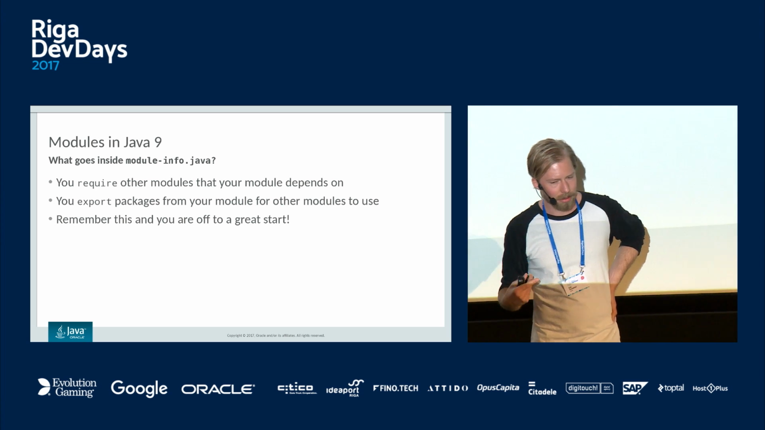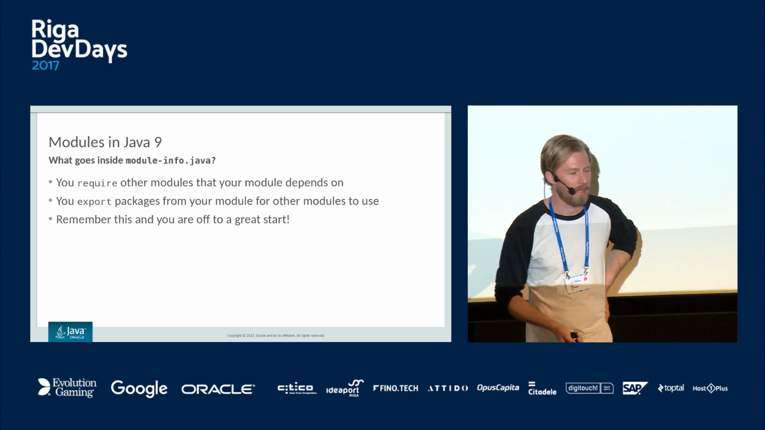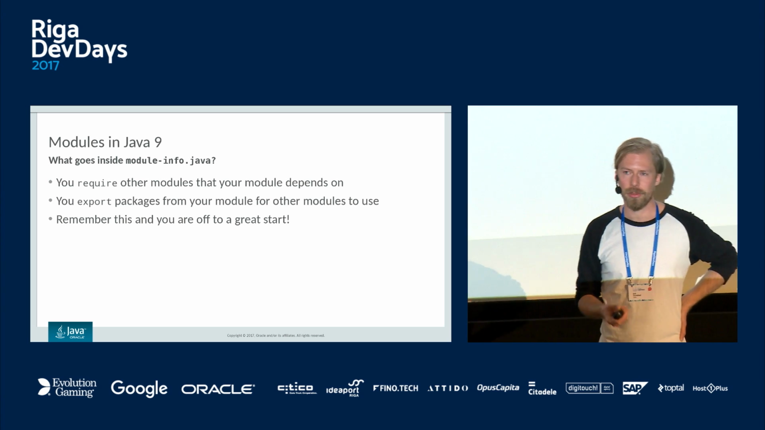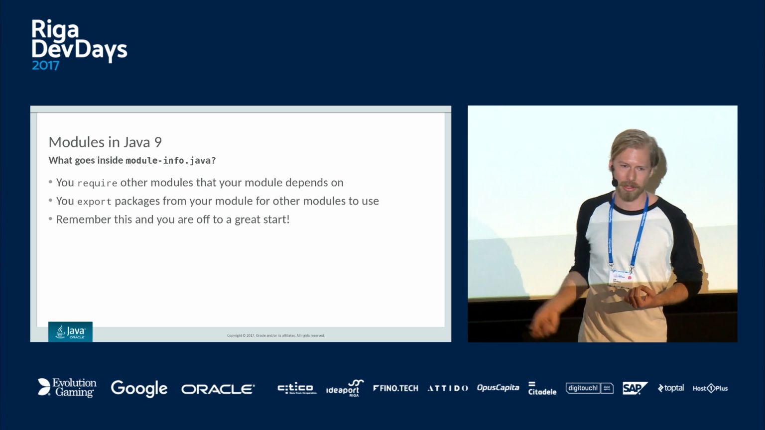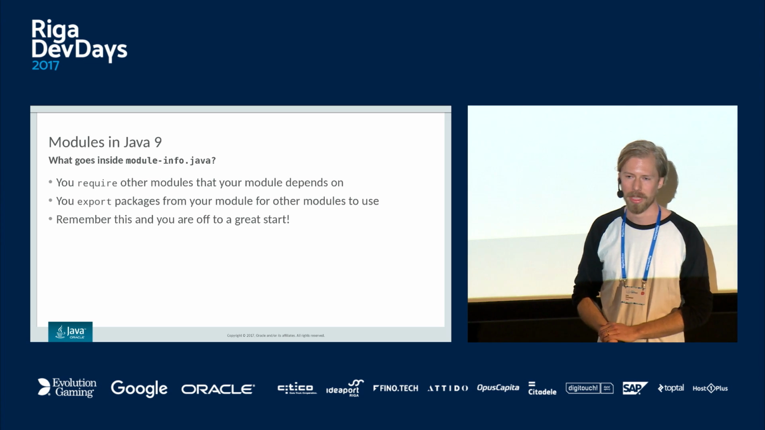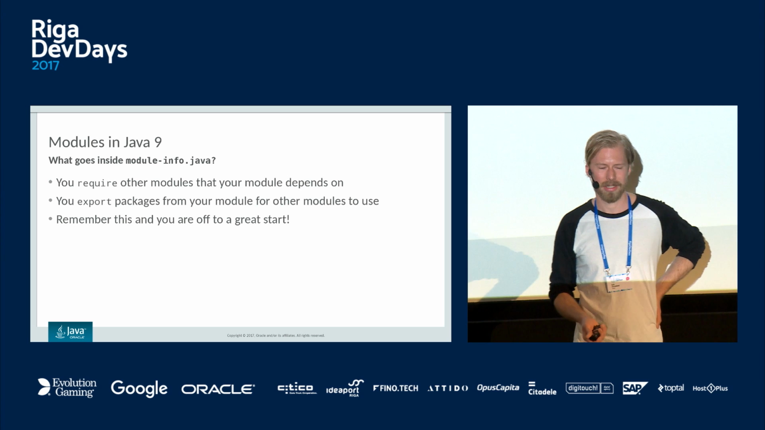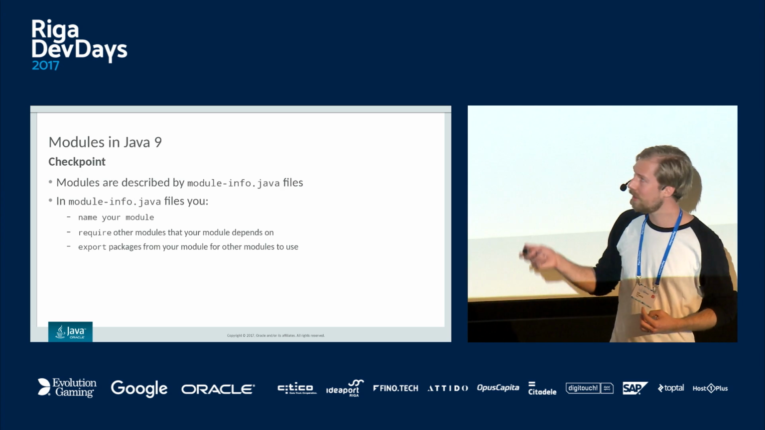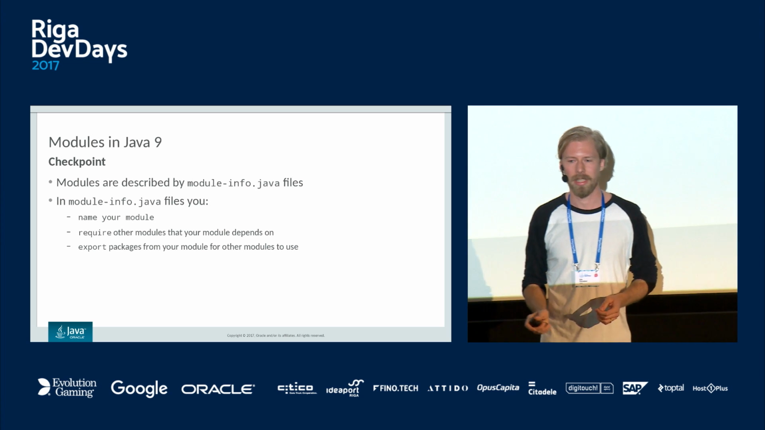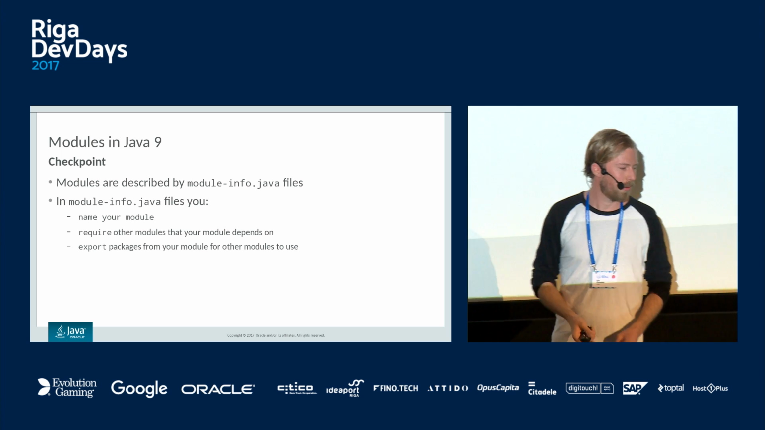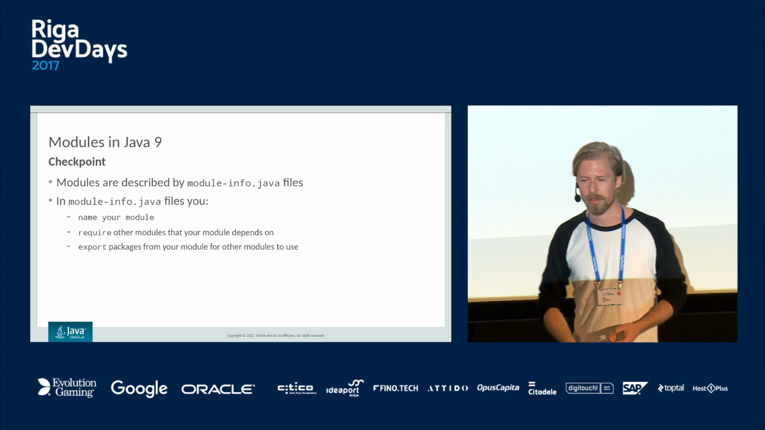So, to recap a little bit, you require other modules that your module depends on. You export packages from your module for other modules to use. If you just remember these two key concepts, you're off to a very good start with the Java Platform Module System. But we're going to dig a little bit deeper into all this. So modules are described by your module-info.java files. In that module-info.java file, you name your module, you require other modules that your module depends on, and you export packages for other modules to use.